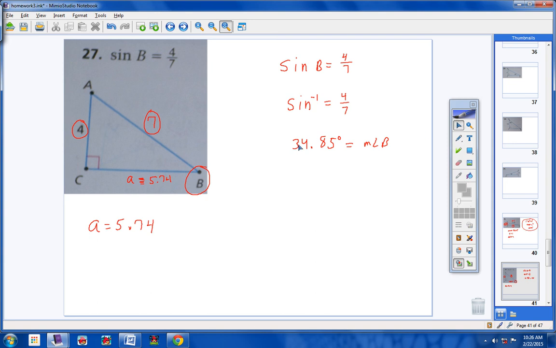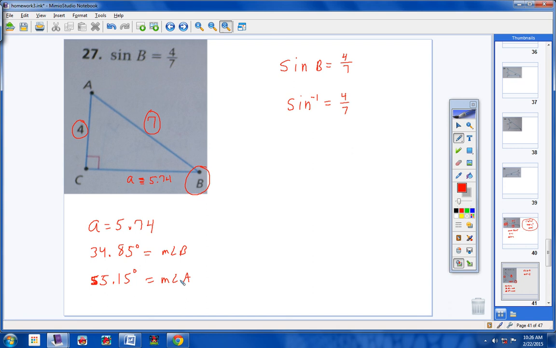And now we can find your last angle pretty quickly here. It would have to be what? Let's see. 40, 60, 65.15, I believe, would be the measure of angle A. And no, I think it'd be 55 actually. I believe, yes, 55. So there we go.